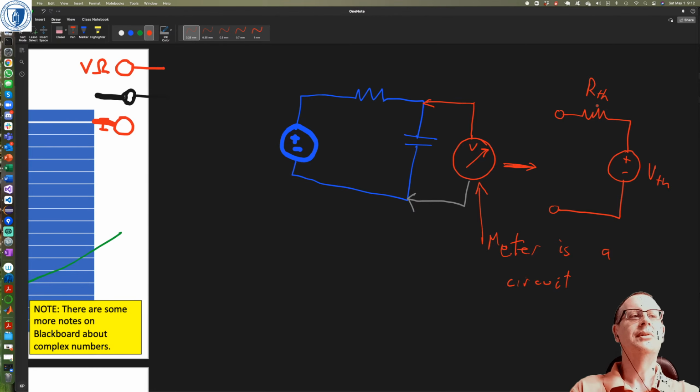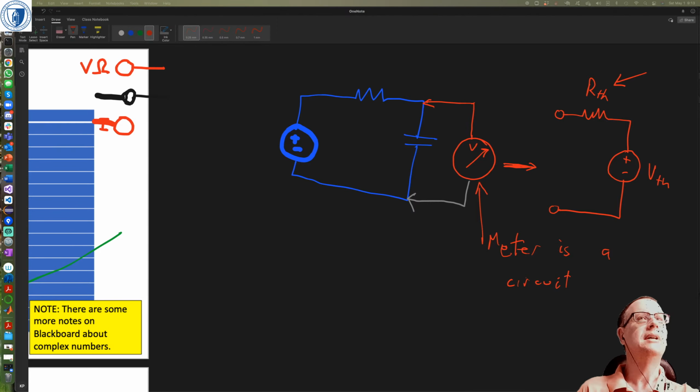So now think about what happens. If I don't want this circuit to be affected too much by connecting this thing on, what value do I have to place on RTH? What sort of value should RTH have?